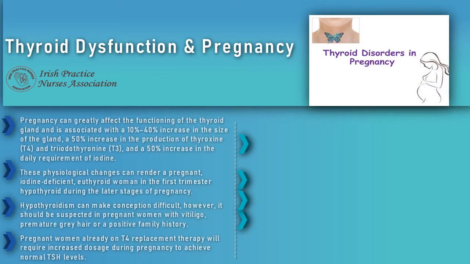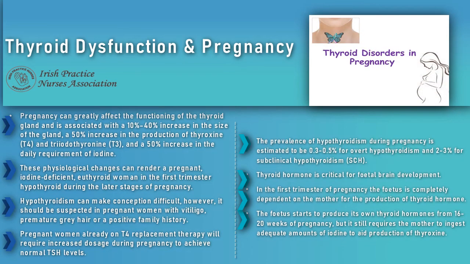Now we will look at thyroid dysfunction and pregnancy. Pregnancy can greatly affect the functioning of the thyroid gland, and it is associated with a 10 to 40% increase in the size of the gland, a 50% increase in the production of T4 and T3, and a 50% increase in the daily requirements of iodine. These physiological changes can render a pregnant iodine-deficient euthyroid woman in the first trimester hypothyroid during the later stages of pregnancy.